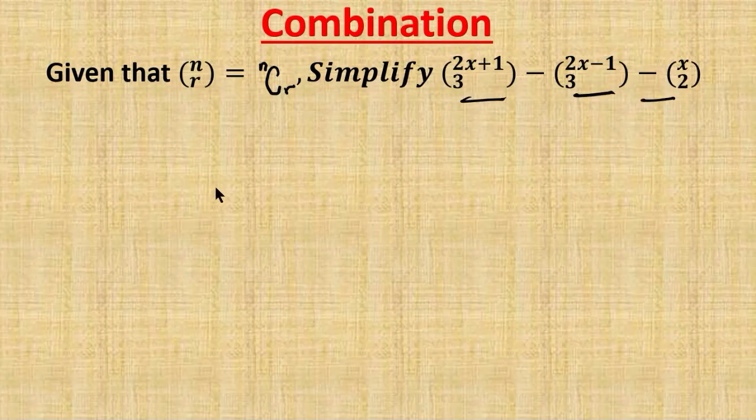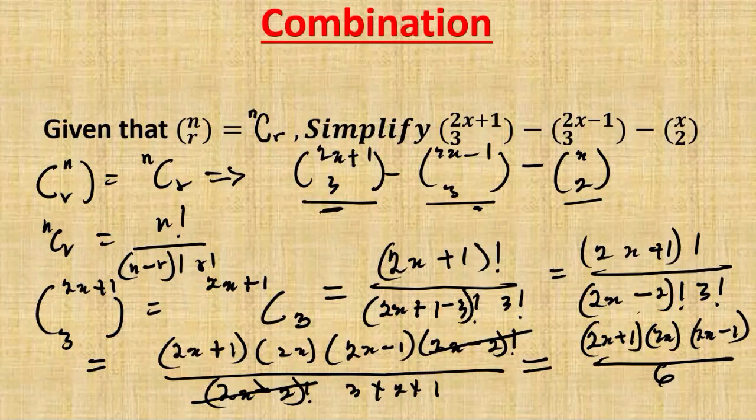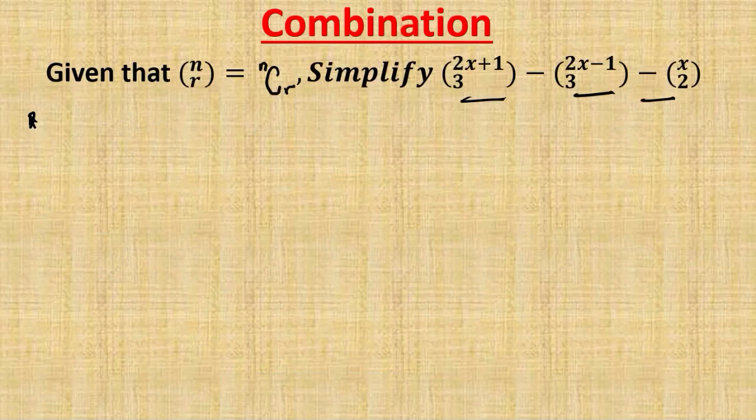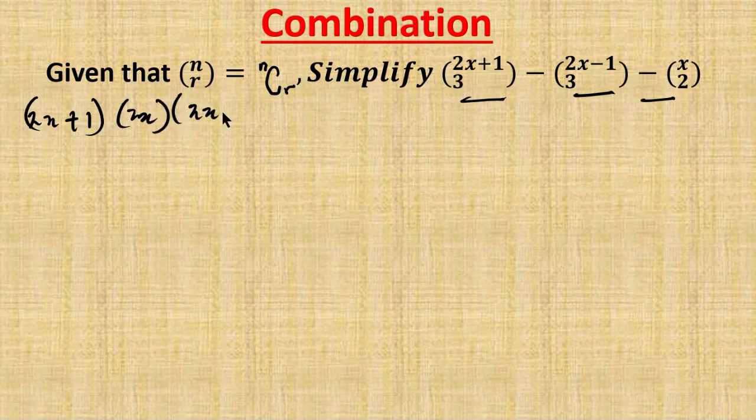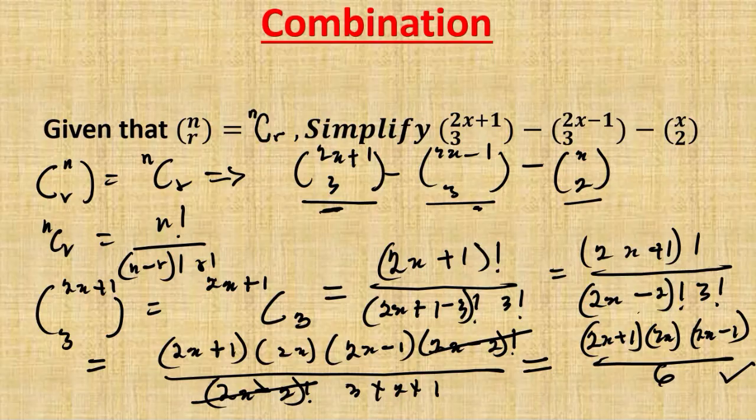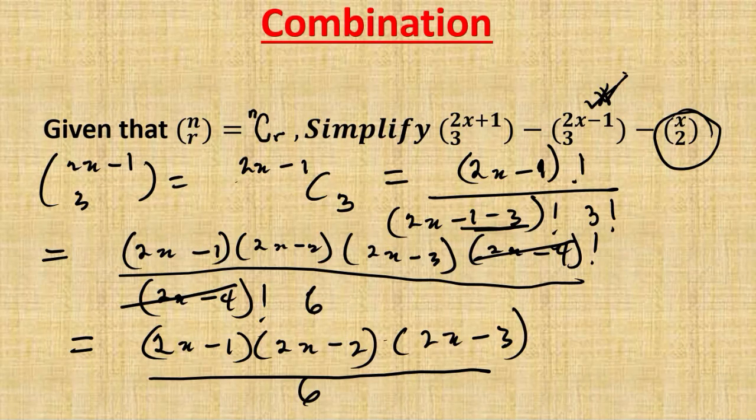Then we can solve easily. For the first expression, we have 2x plus 1 into 2x minus 1 over 6. So I write that as (2x plus 1)(2x minus 1) all over 6. Let me view it again: 2x plus 1 into 2x minus 1 over 6.